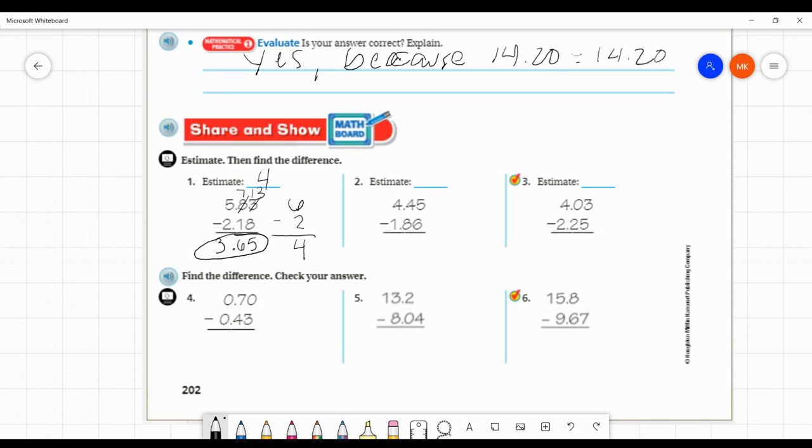When we ask ourselves if that's reasonable, we'll look at our estimate. 3.65 is close to 4, so it is reasonable. Let's look at number 2.